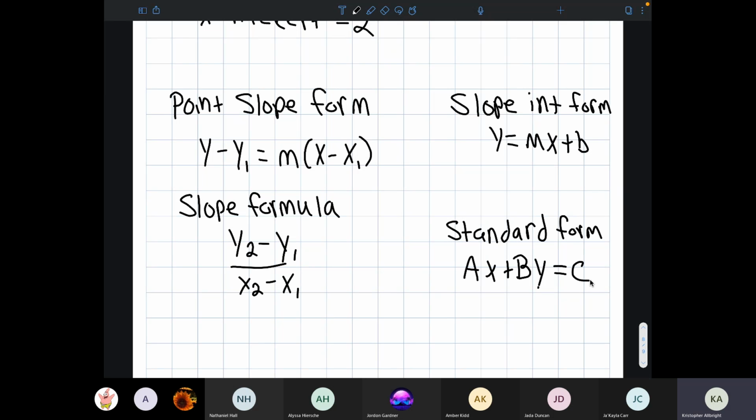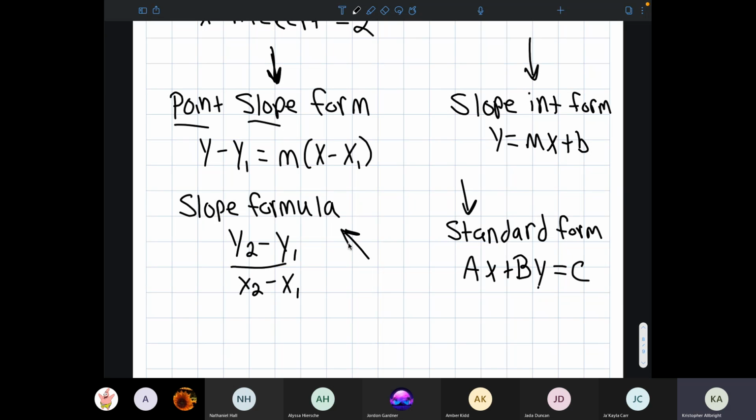So usually they're going to want your answers in either slope intercept or standard form. They're usually not going to ask for it in point slope form. Point slope form is going to be useful for getting things when you have a point and a slope. You can plug it directly into point slope form. When you don't have a slope, the slope formula is useful for getting it.